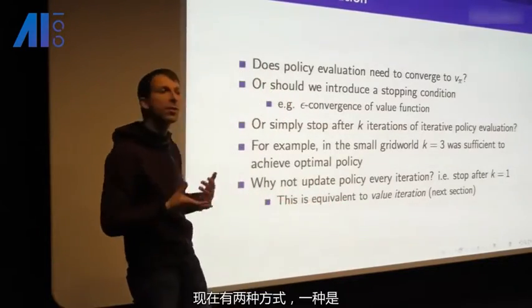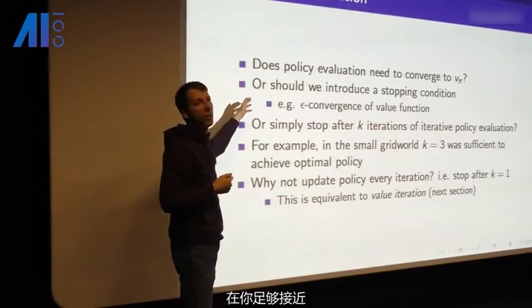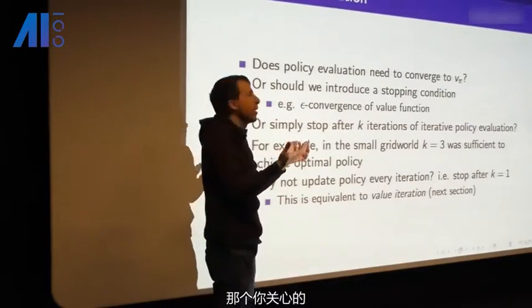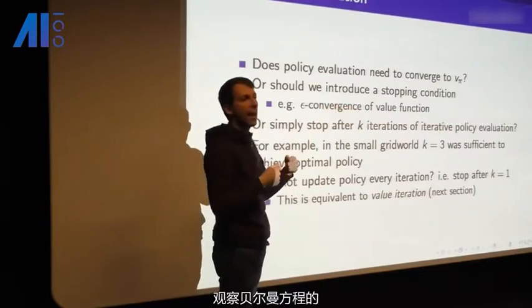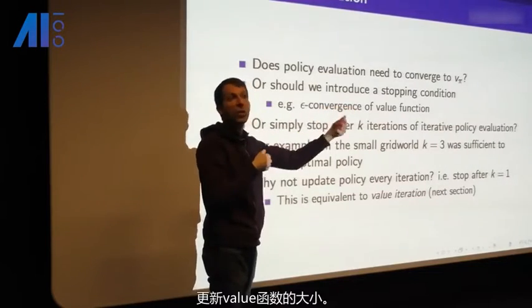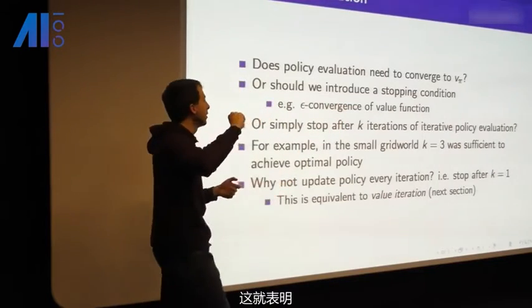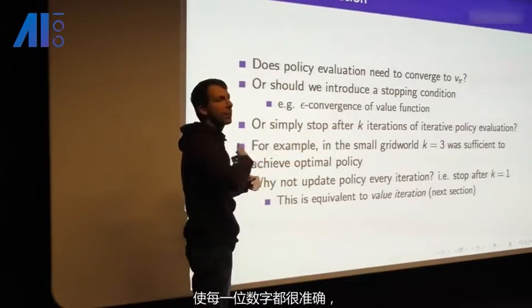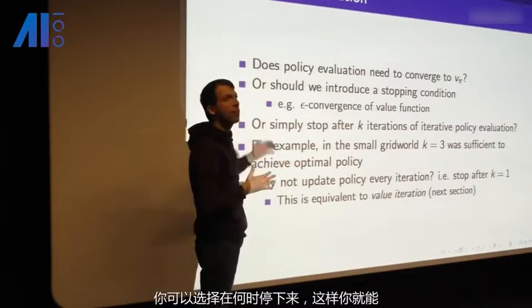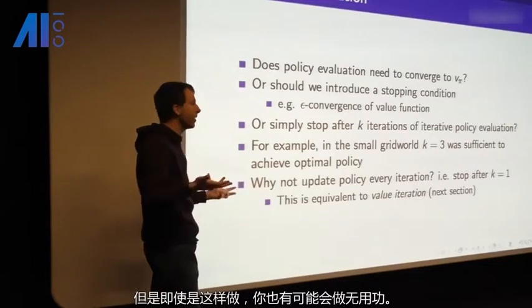There are two ways you can think of this. One thing you can do is have a stopping condition where you get close enough to the value function you care about. You could look at your Bellman error, at how much your Bellman updates are changing the value function. When they are only changing the value function by some tiny amount, epsilon, then you can just stop. You don't need to get every decimal place perfectly right. You can choose when to stop and apply your policy improvement. But even that would probably be wasting effort.